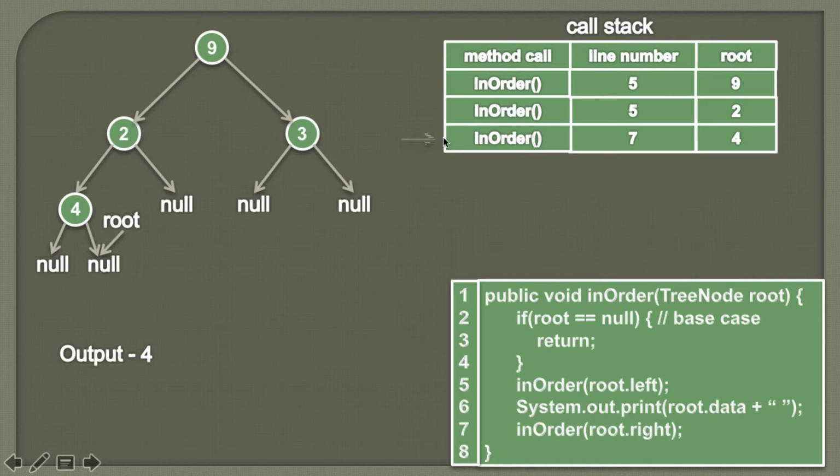So now the execution point reaches this method. And we also know that we left this method from line number 7. Therefore the execution point will start from line 7. And we also know that when we left this method, root was pointing to node 4. So therefore now root will point to node 4 again.